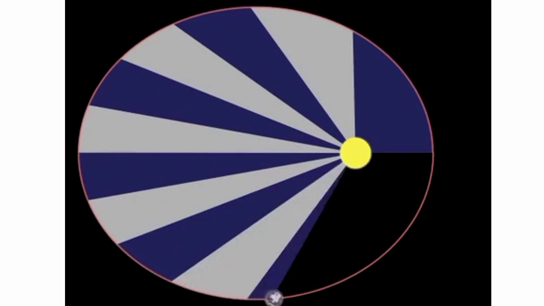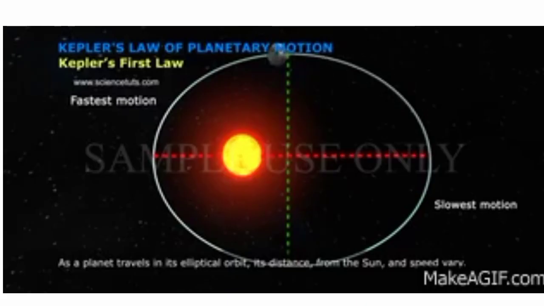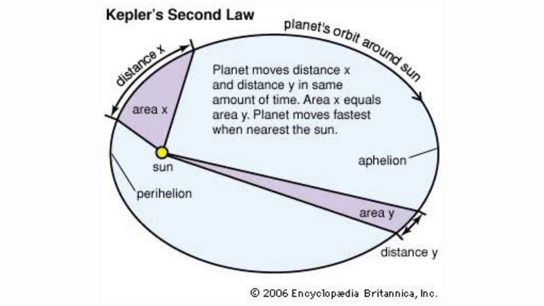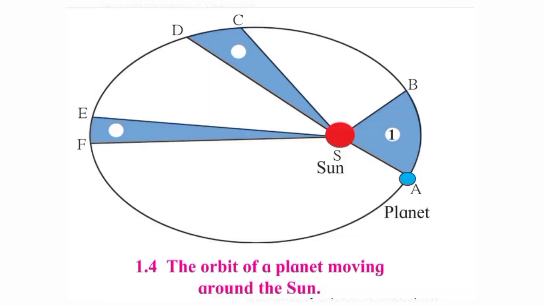AB and CD are distances covered by the planet in equal time, that is, after equal intervals of time. The positions of the planet starting from A and C are shown by B and D respectively. The straight lines AS and CS sweep equal area in equal intervals of time, that is, areas ASB and CSD are equal.